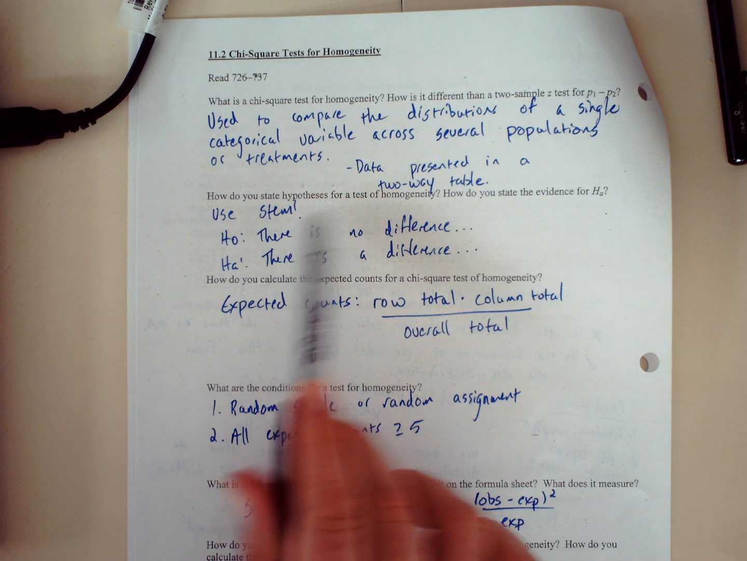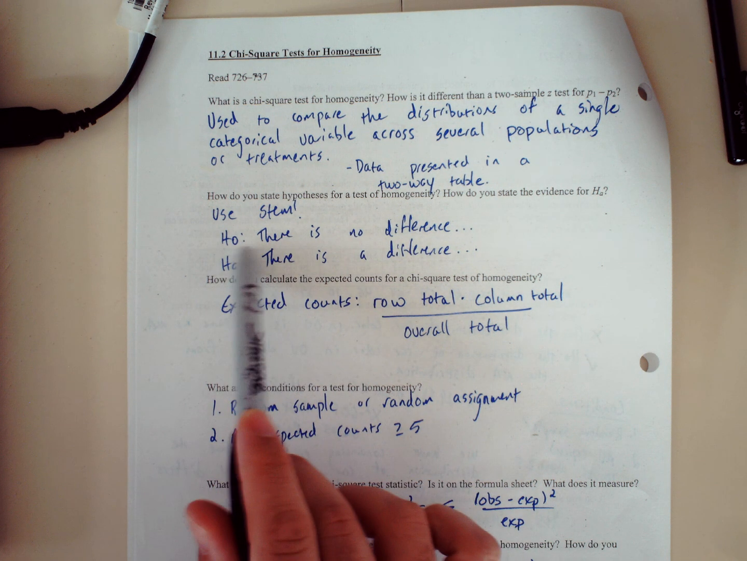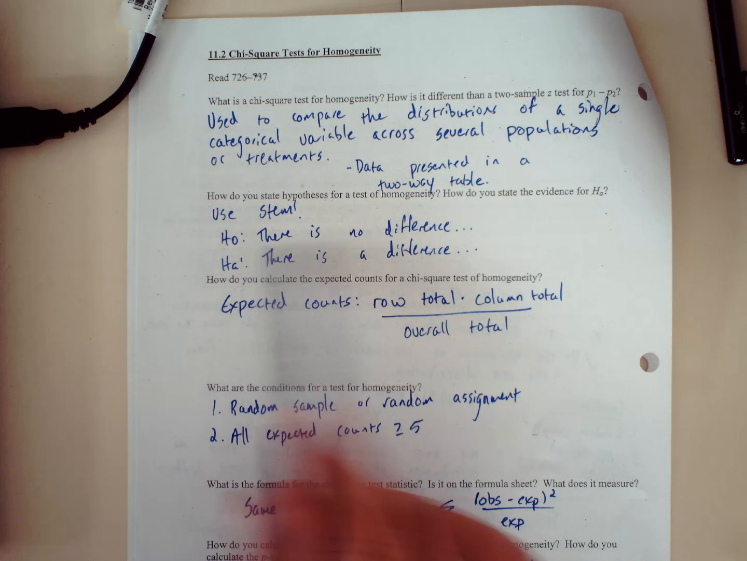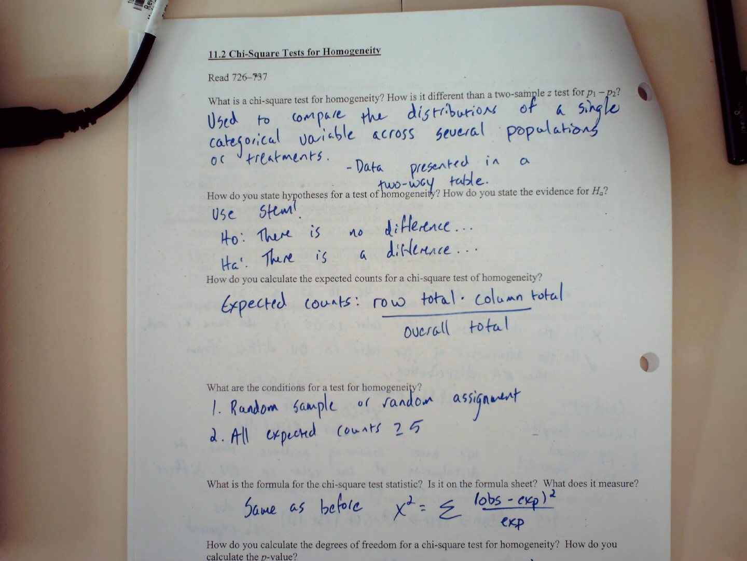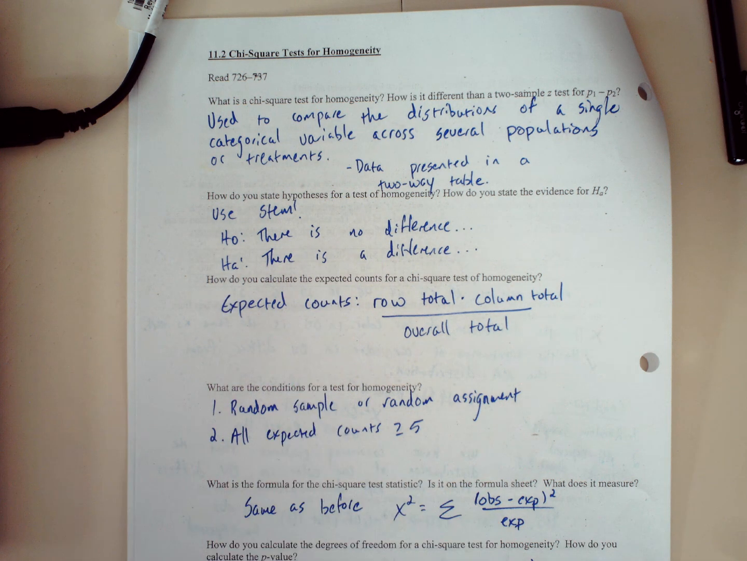When you're writing hypotheses for a test of homogeneity, use the stem of the problem. What does that mean? Frequently it's going to look something like: there is no difference between blank and blank, and then your alternative hypothesis is that there is a difference. But again, the stem of the problem will guide your hypotheses.